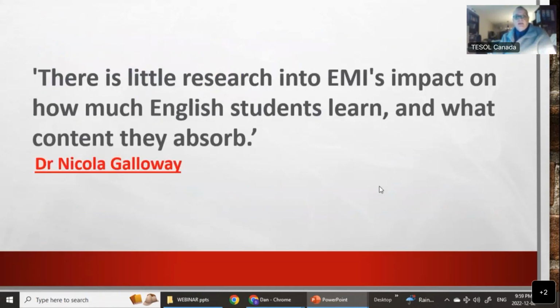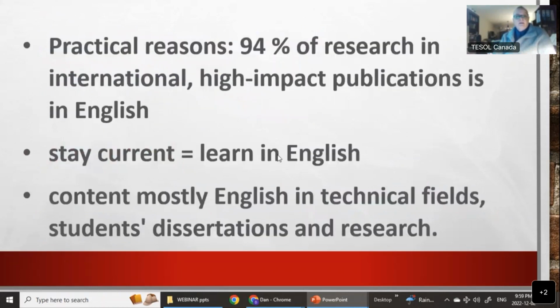There's little research into EMI's impact on how much English students learn and what content they absorb. That's a quote from Dr. Galloway. Practical reasons: 94% of research in international high-impact publications is in English. The theory, the belief by many, is that to stay current means you need to learn in English. Content is mostly English in technical fields, students' dissertations, and research.